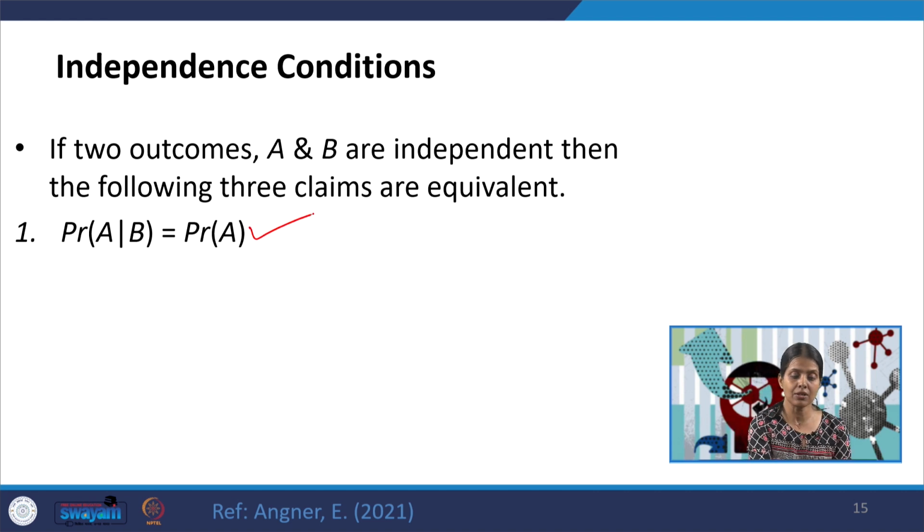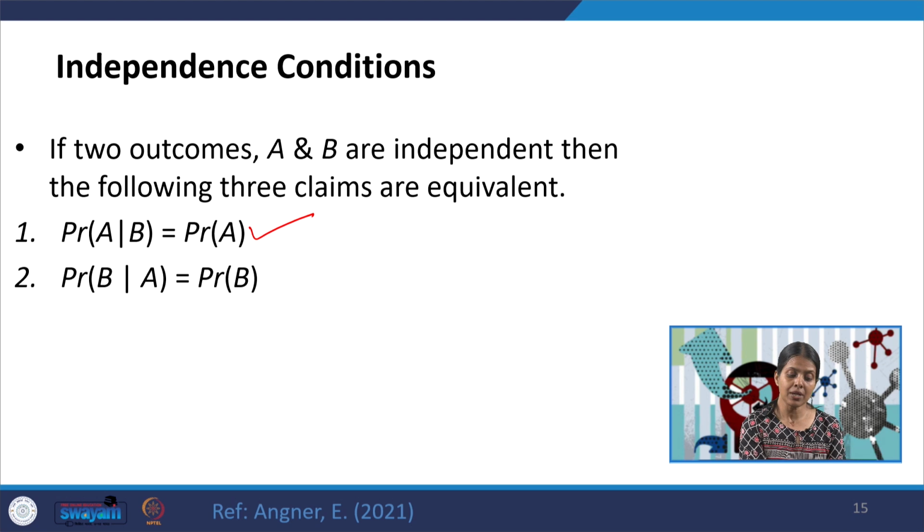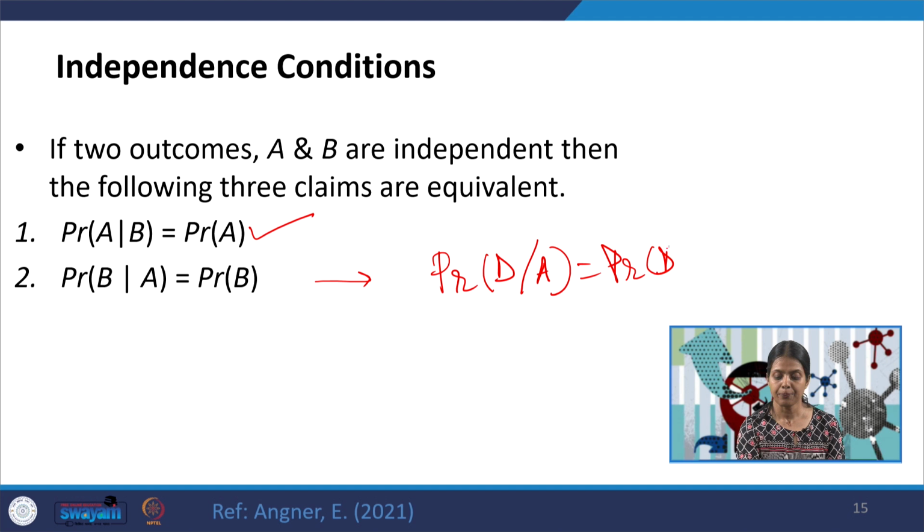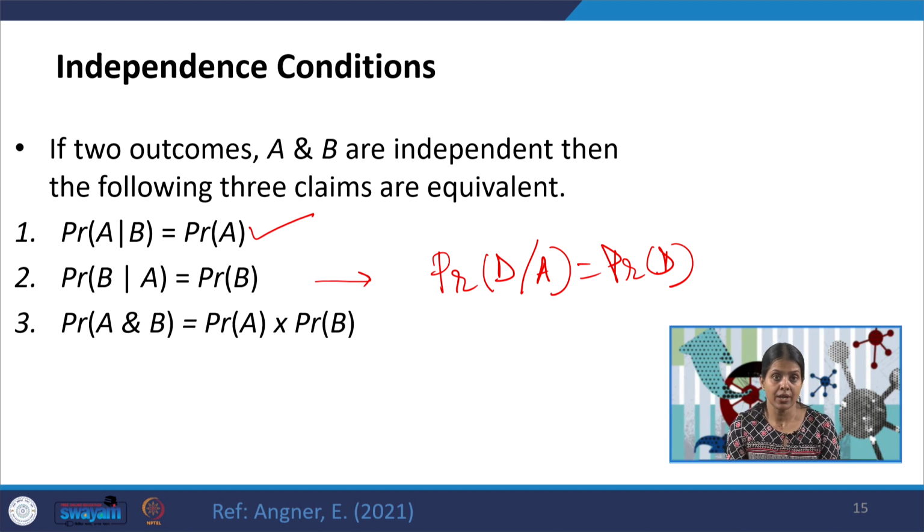In a similar fashion, this is written in a generalized format: the probability of A given B is equal to the probability of A. Similarly, the probability of B given A is equal to the probability of B. As I said, the probability of drawing a diamond given an ace is equal to the probability of a diamond, because you are not drawing an ace, this is the only one card that you are taking out. And the probability of A and B equals the probability of A multiplied by the probability of B. This is of course something that we discussed previously. This is valid only for independent events.